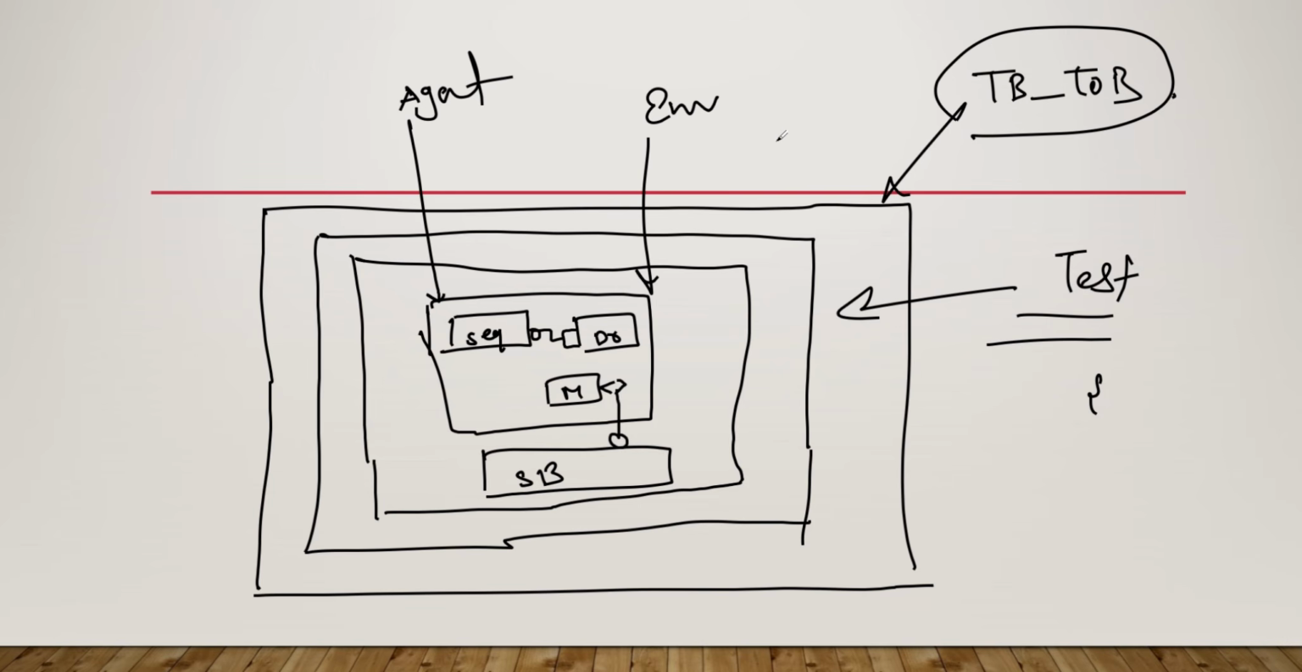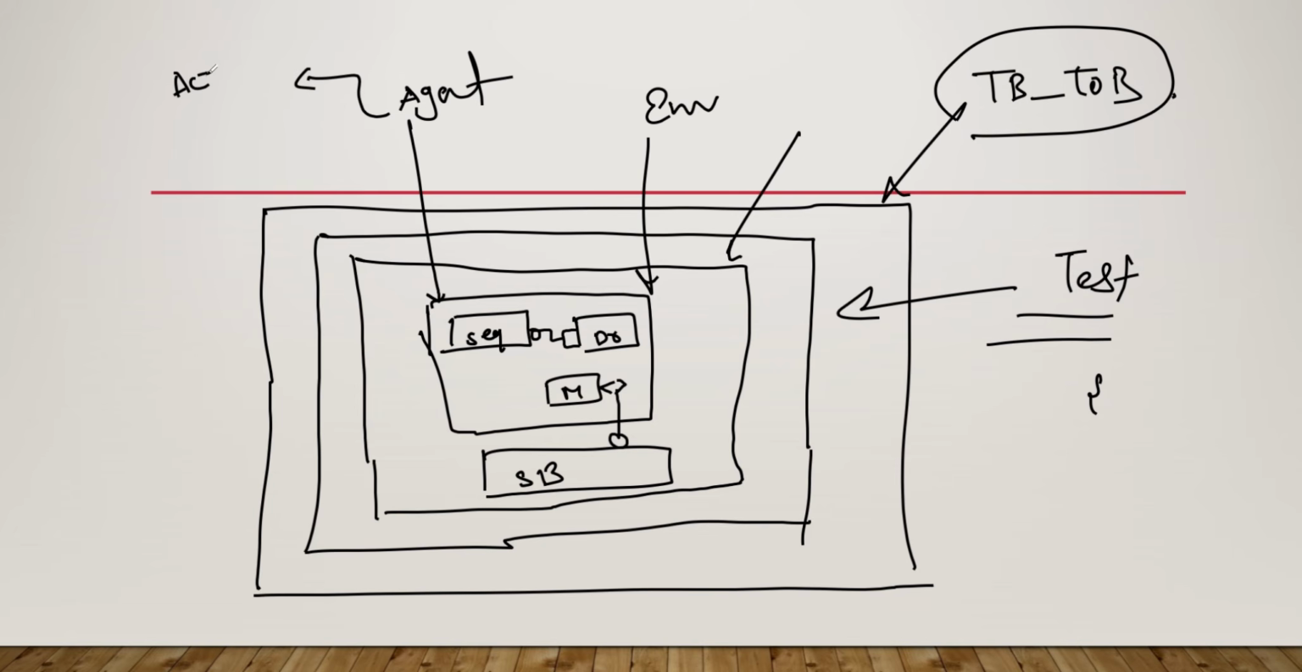So in environment you are building your agent, and you are configuring the things, or building your scoreboard and such. Okay. So that's the role of your environment. After that you have agent. So your agent consists of driver, monitor and sequencer, and your agent is of three kinds of natures.